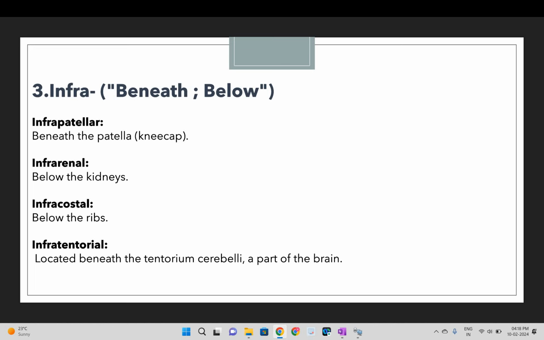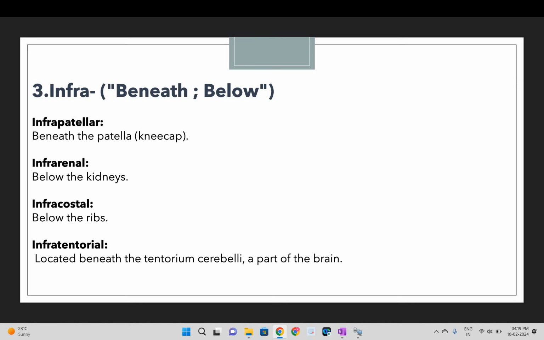So we discussed four examples here. Infrapatellar, where something is below the kneecap. Infrarenal, which is below the kidney. Infracostal, which is below the ribs. And infratentorial, which is located beneath the tentorium.